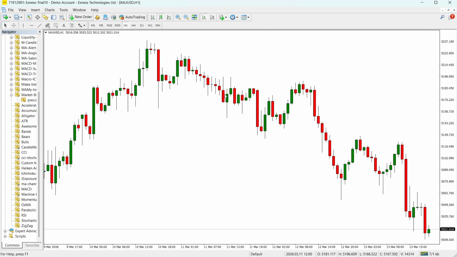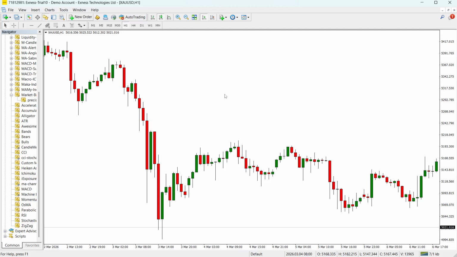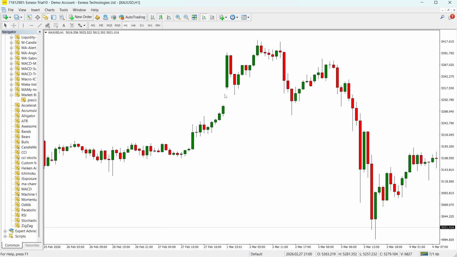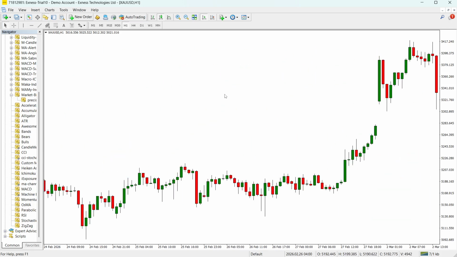Keep in mind that this is an educational overview only. The actual execution quality depends on your broker, market conditions, and liquidity. Neither method guarantees a specific fill price, and both have their own trade offs.